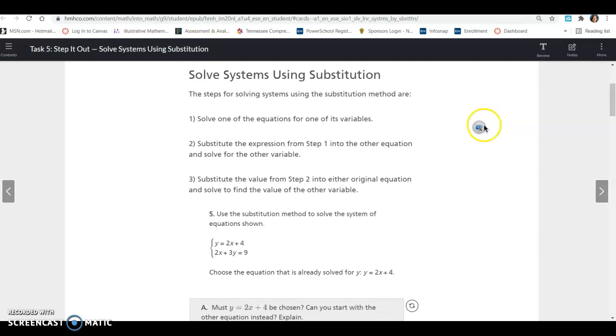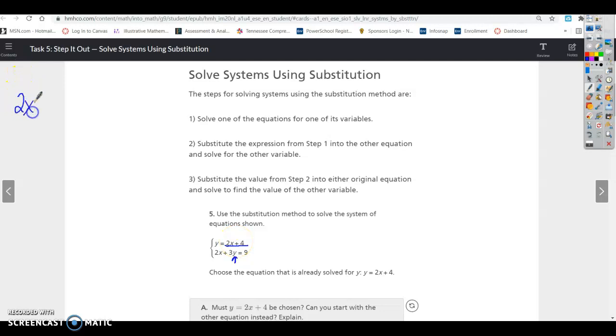Alright, so let's look at this one right here. We're going to take 2x plus 4 and substitute it in for y, because this one already has it solved for y, and this one doesn't have it solved for either variable, so it just makes sense. So let's say 2x plus 3 times y, and y is equal to 2x plus 4, equals 9.